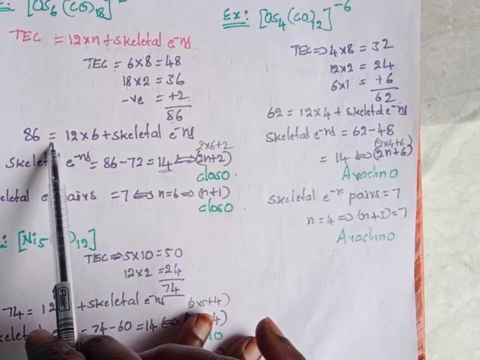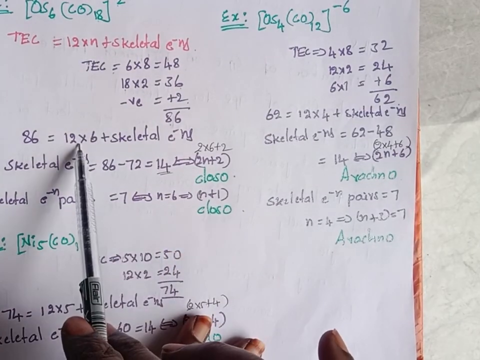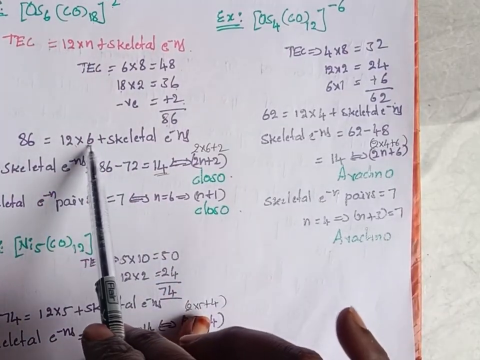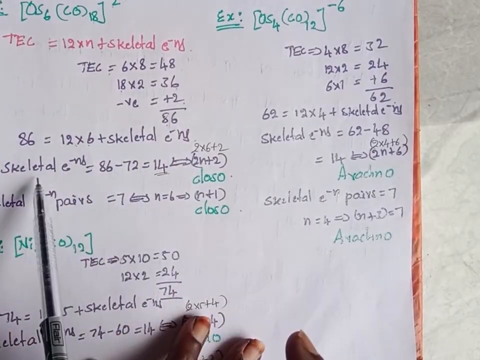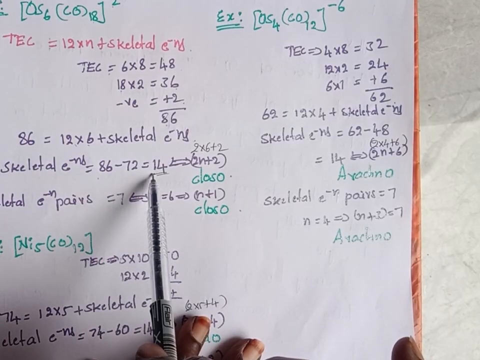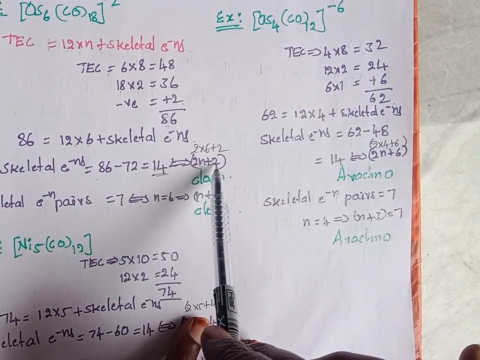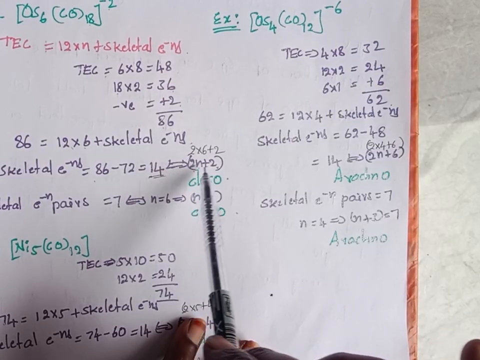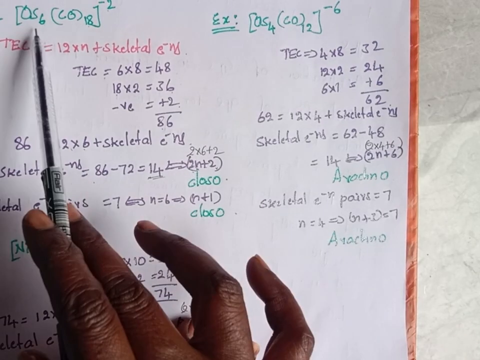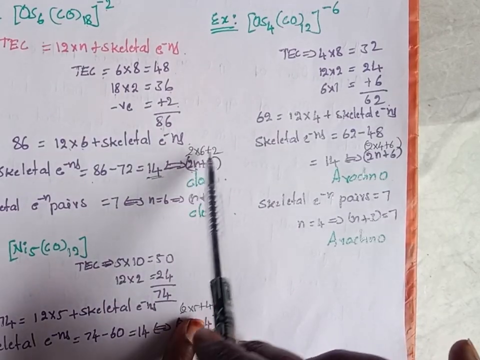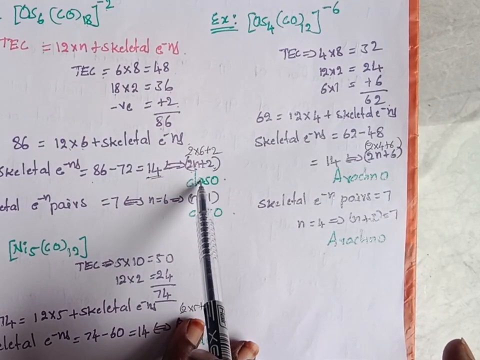So 86 equals 12 into the number of metal centers, 12n. The number of metal centers is 6, plus skeletal electrons. Therefore, skeletal electrons will be 14. It equals 2n plus 2. That means 2 into n, the number of metal centers is 6, right? So 2 into 6 plus 2, that is 14. Therefore, this structure will be considered closo.